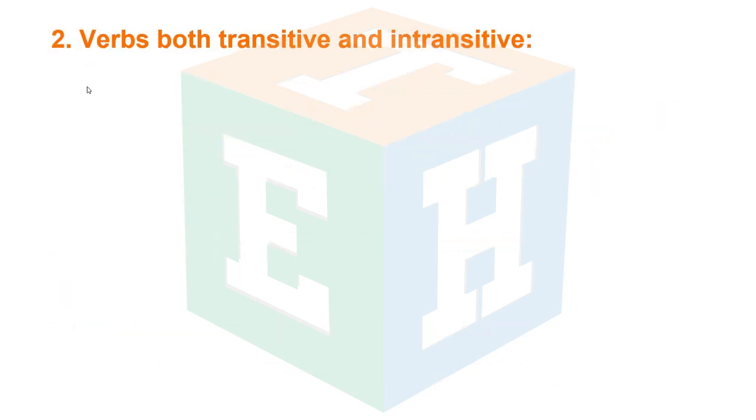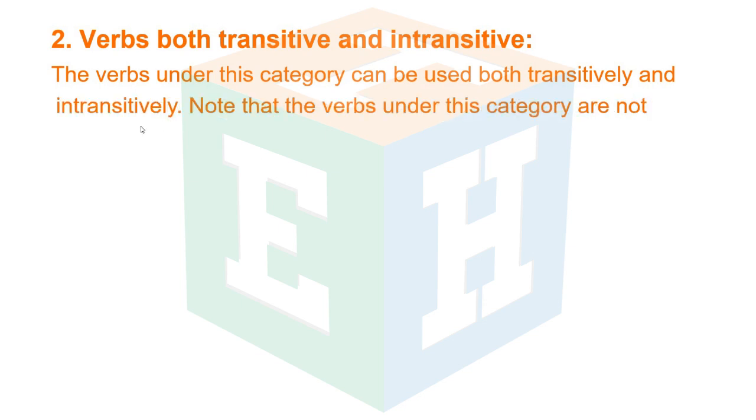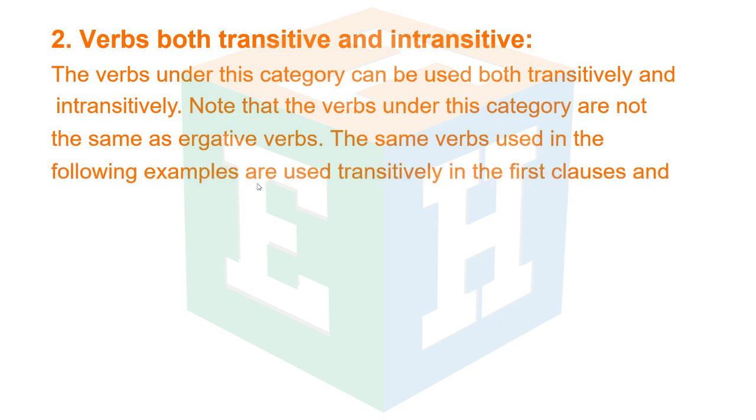Number 2. Verbs both transitive and intransitive. The verbs under this category can be used both transitively and intransitively. Note that the verbs under this category are not the same as ergative verbs. The same verbs used in the following examples are used transitively in the first clauses and intransitively in the second clauses.